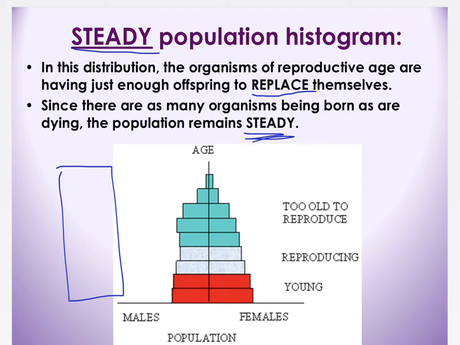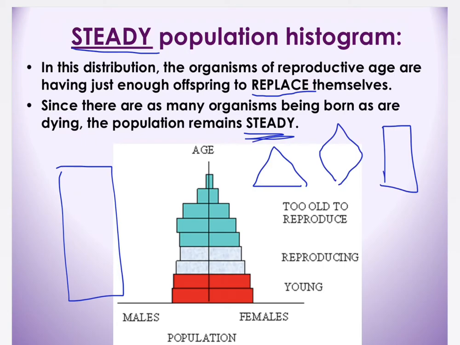All right, so the 3 shapes again, just for a review. Increasing is a pyramid or a triangle. Decreasing is a bit of a diamond shape. And steady is basically a straight rectangle. So you do have to be familiar with those patterns and those trends and what a population histogram is.